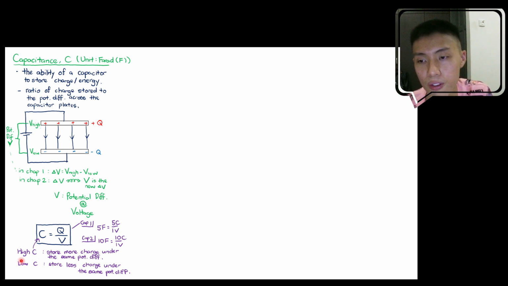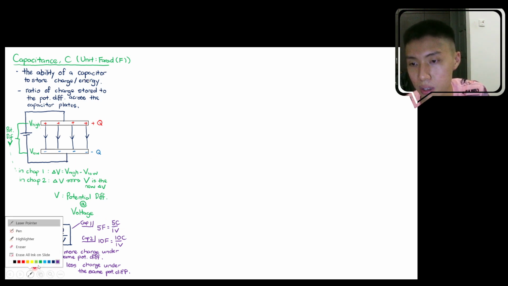Whereas if you have a low capacitance, you store only a little charge even though you have the same potential difference. So if you store little charge, that means you store little energy. So this capacitance value actually shows how capable your capacitor is in storing energy or charge. If it's very capable, you store a lot of charge under the same potential difference. If it's less capable, it has a low capacitance value, then you store little charge or little energy under the same potential difference.